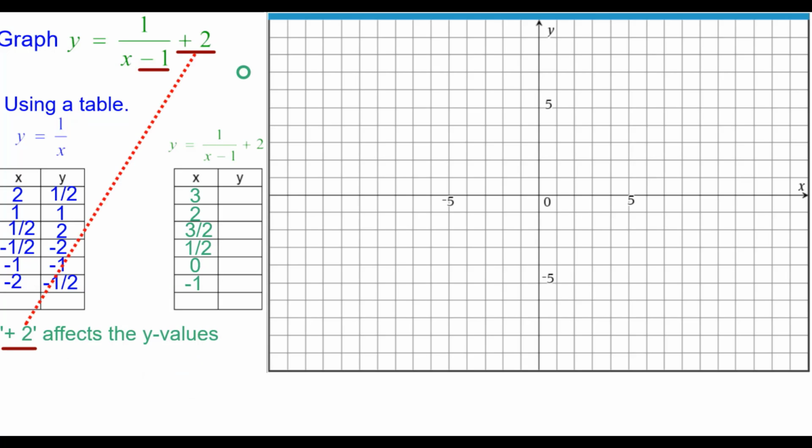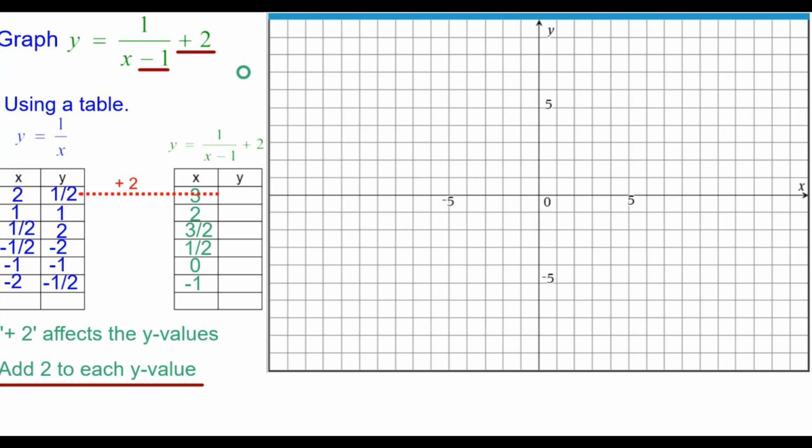The plus 2 affects y values. It adds 2 to each y value. So a half plus 2, think of a half plus 4 halves would be 5 halves. So we'll plot the point over 3, up 5 halves. 1 plus 2 is 3, so we'll plot 2, 3.